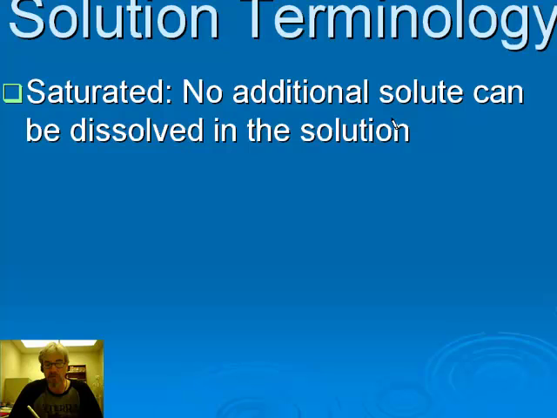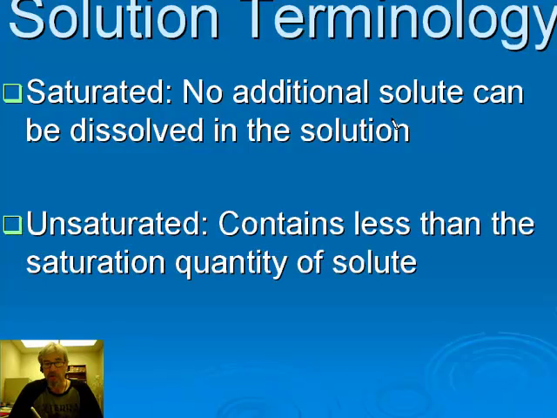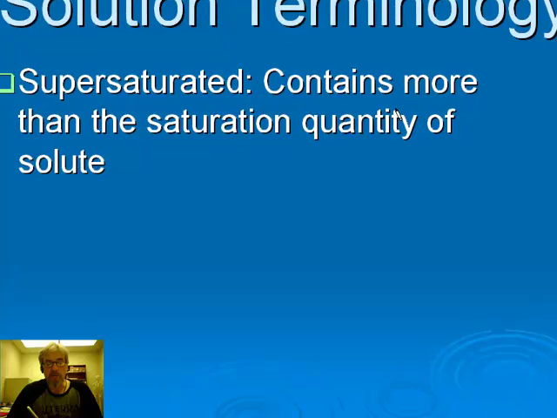But at a given temperature and pressure, you've reached the maximum amount of solute that you can dissolve. An unsaturated solution just isn't there yet. It contains less than the saturation quantity of solute. And then it is possible by a trick to make something called a supersaturated solution. A supersaturated solution contains more than the saturation quantity of solute at that given temperature and pressure.